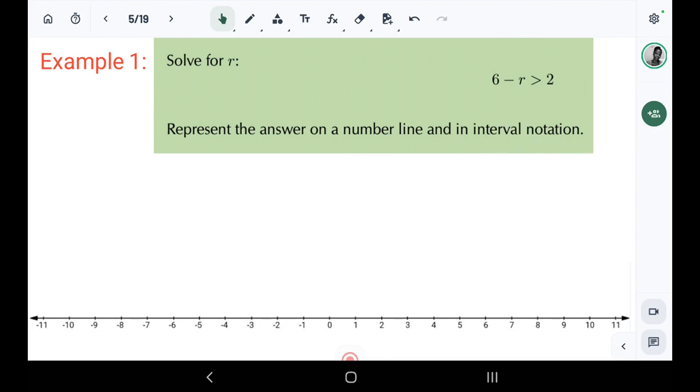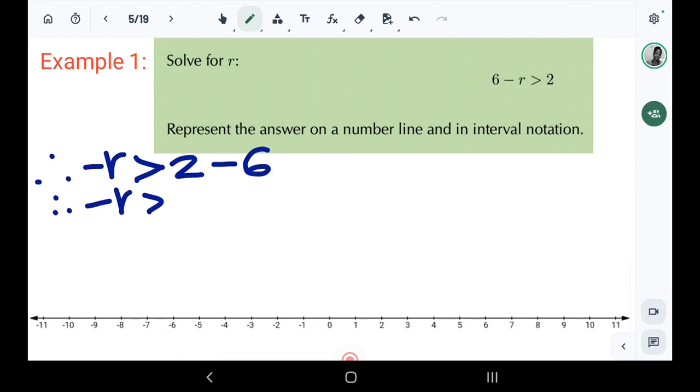Okay, let's start by solving the inequality. Step number 1, you solve this like you would any equation. Forget for now that it's an inequality and just solve it like you would any equation. You've got 6 minus R. So what you do is take everything that is not R, your variable, to the right hand side. So you go -R is greater than 2 minus 6. Notice -6 because you had a 6 on the left hand side. When you take it to the right hand side, it crosses that border, so it changes the sign. Therefore now -R is greater than 2 minus 6, which is -4.